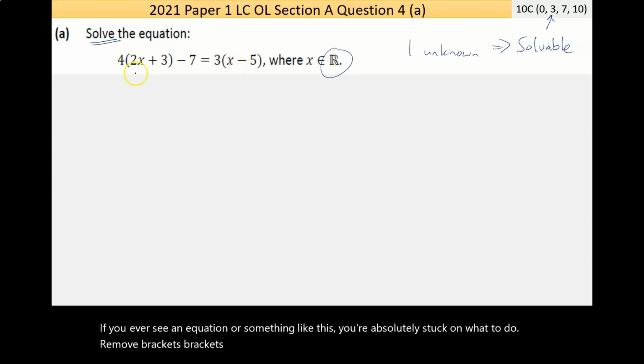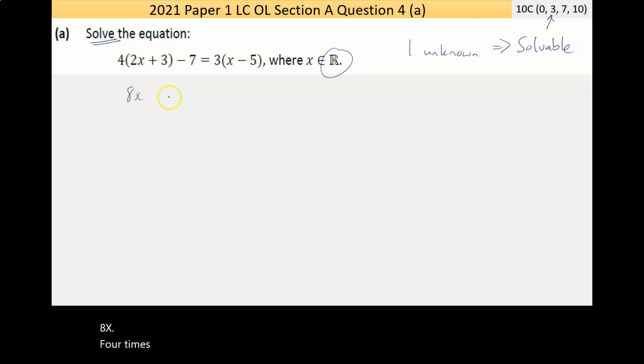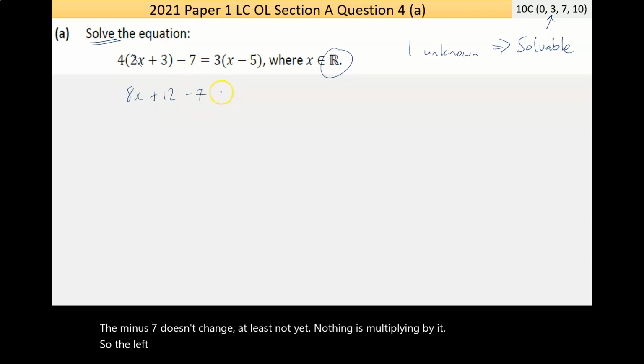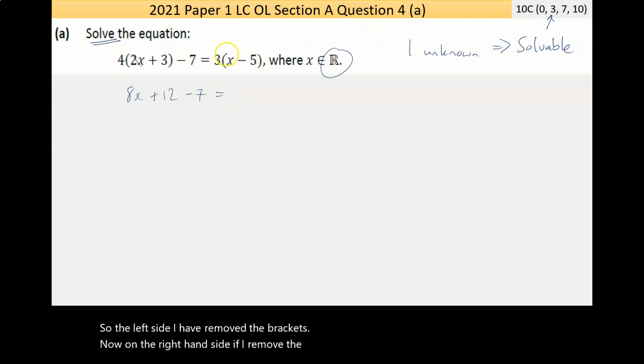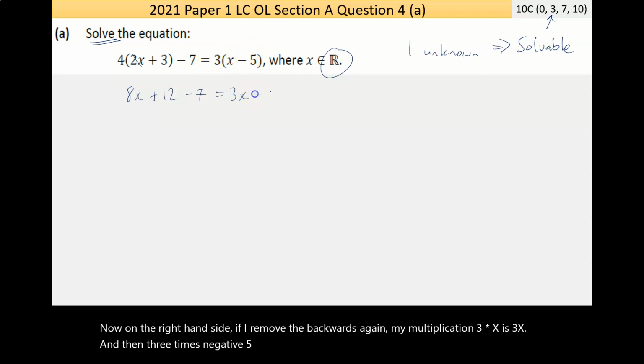So let's go left to right. 4 times 2x is the same thing as 8x. 4 times 2 apples is 8 apples. Okay, so that's that bit done. Then 4 times 3 is 12. Now the minus 7 doesn't change, at least not yet. Nothing's multiplying it. So the left side, I've removed the brackets. Now on the right hand side, if I remove the brackets again by multiplication, 3 times x is 3x. And then 3 times negative 5, plus by minus is minus, 3 5s is 15.